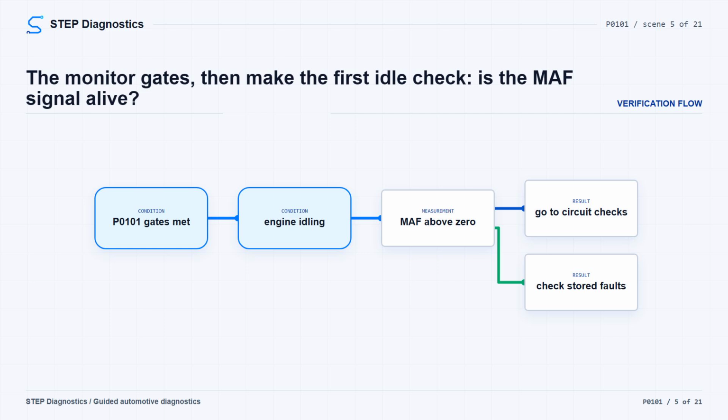Once the gates are met, the DTC runs continuously for greater than 1 second. At idle, a typical MAF data range is 2,800 to 3,800 Hz. But the first verification step is simpler. With the engine idling, the MAF sensor parameter must be greater than 0 Hz. If it is 0 Hz, move into circuit testing.